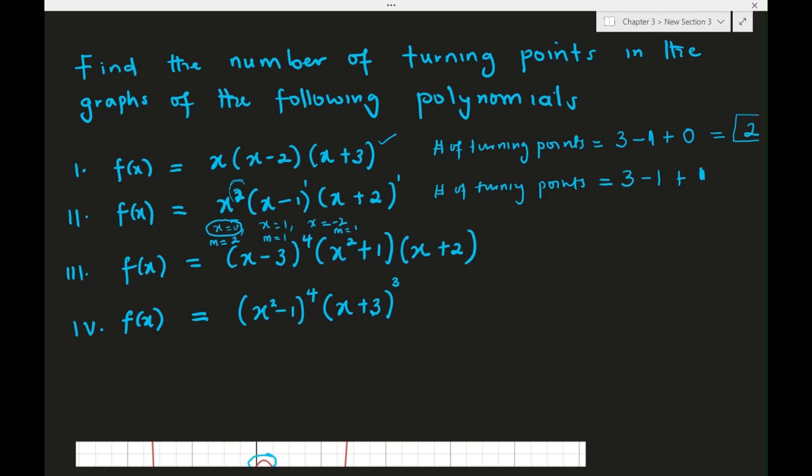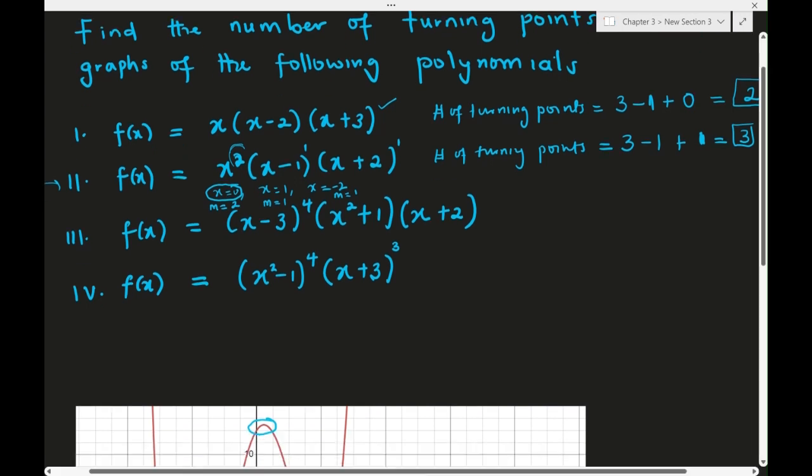So in this case, you have 3 minus 1 plus 1, and this should give us what? This should give us 3. So it means if you draw this graph, you should have 3 turning points.